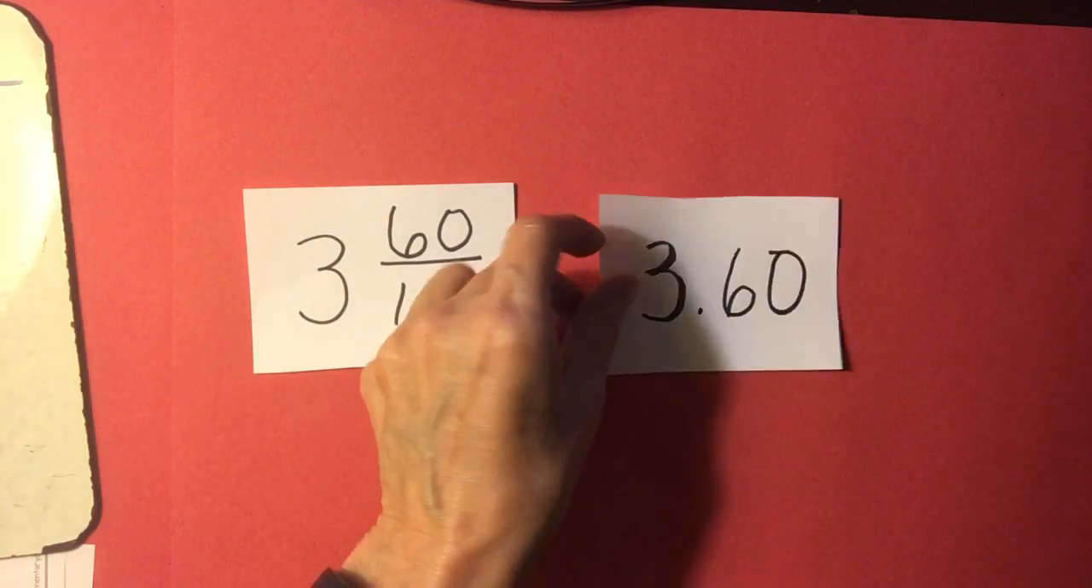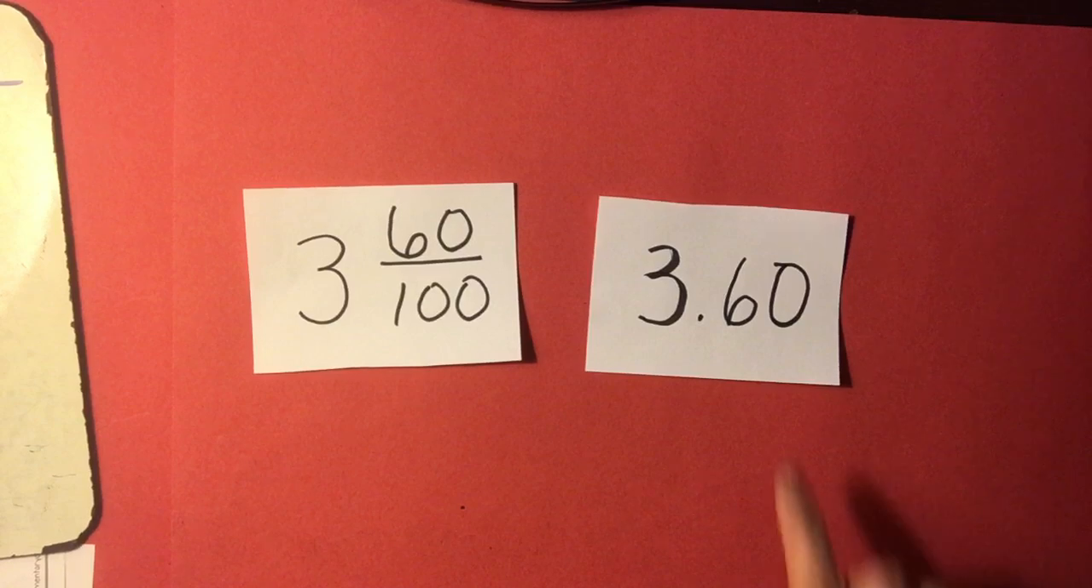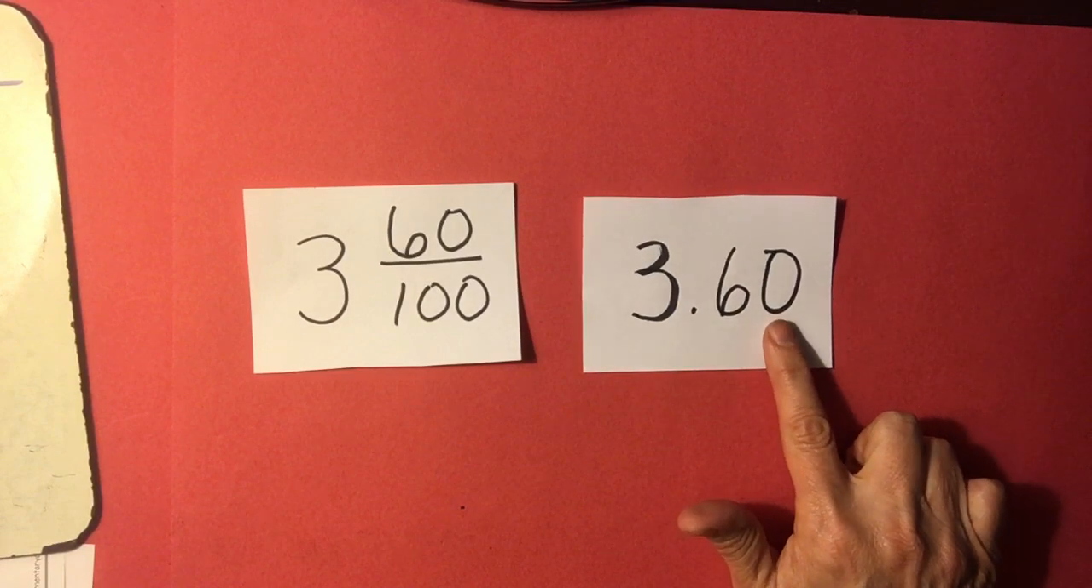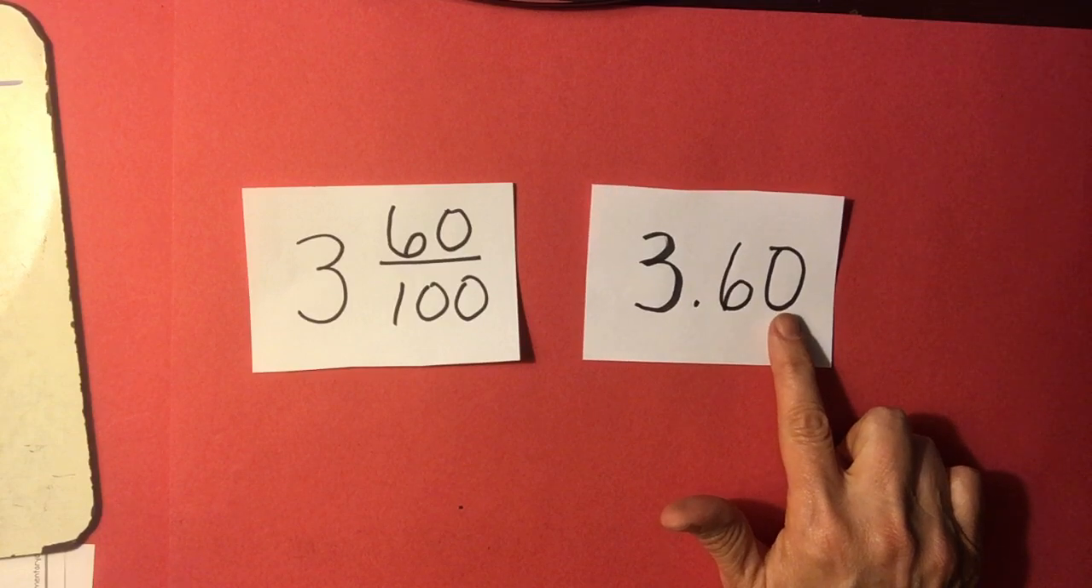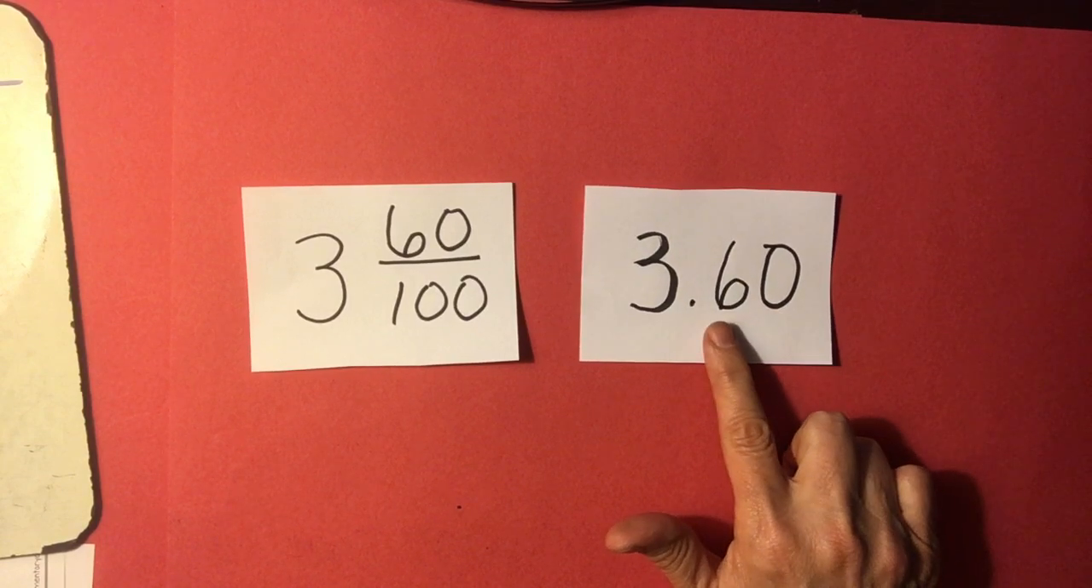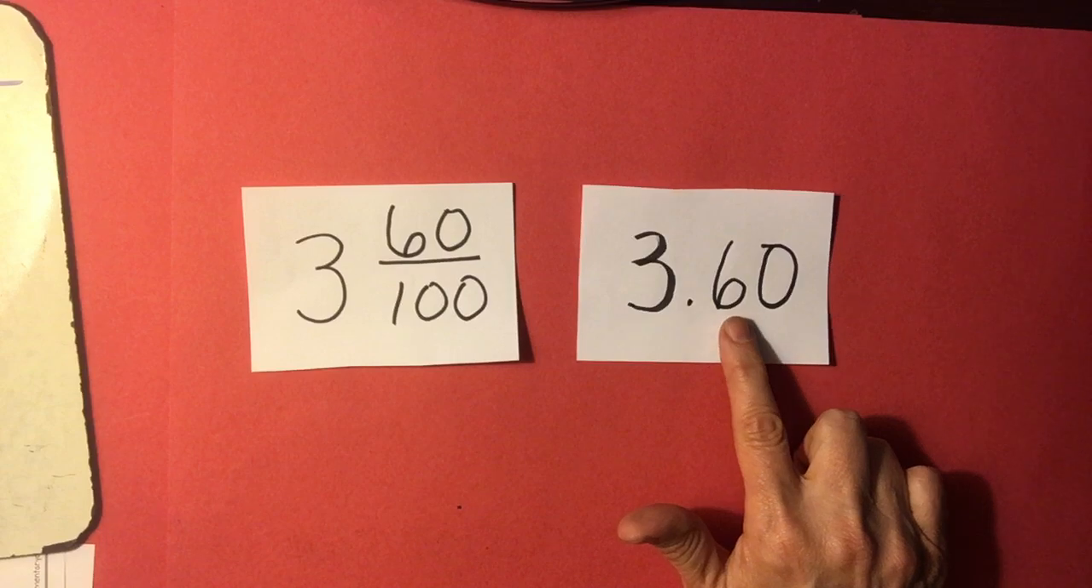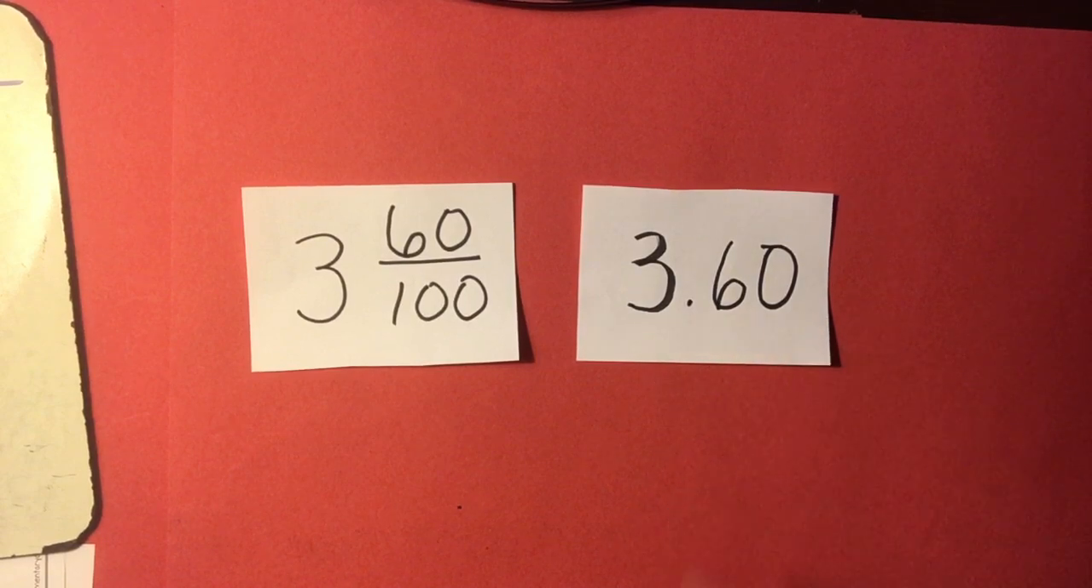Okay, the next fraction and decimal I want you to write is 3 60/100. Write it down quickly, then I'll show you the answer. 3 60/100 and 3 60/100. Now, here I put a 0 because there is no digit in the hundredths place, but because I called it 60/100, I need to represent that 60/100.